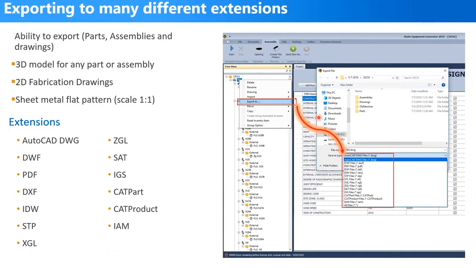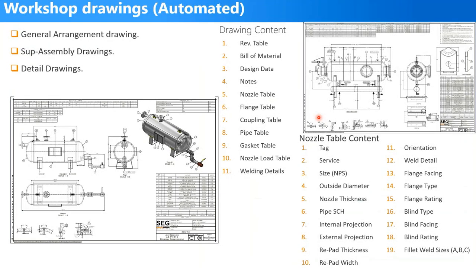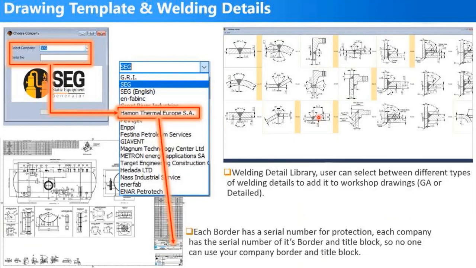Here in the exporting of the 3D model, you can export the 3D model in many different extensions like DWG, DXF, STEP file, STL file, IGES file, SAT file, many different extensions for the 3D model. And regarding drawings, you can generate your drawings and export detailed information inside them. Many tables like the nozzle table, and this nozzle table includes all information about the nozzle, like the nozzle tag, nozzle surface, nozzle size, outside diameter, thickness, schedule, external and internal projection, reinforcing pad information, the welding detail, and the connected flange. After that, you have the ability to add your border to our database, so you can use it anytime.